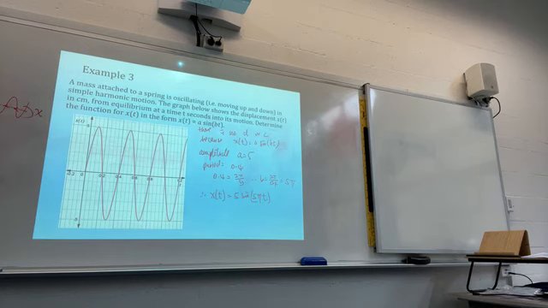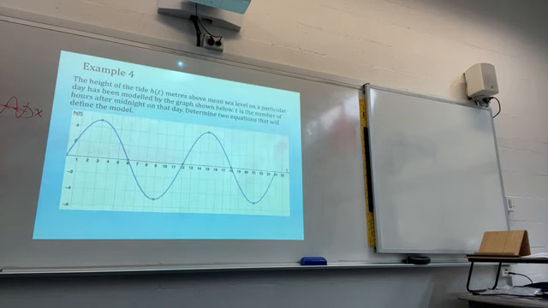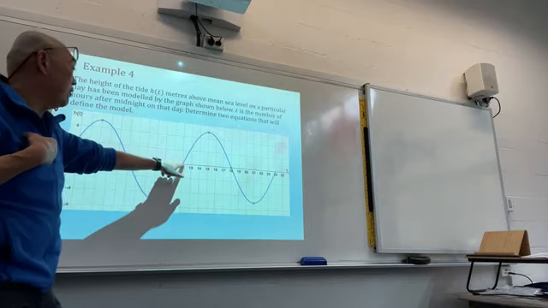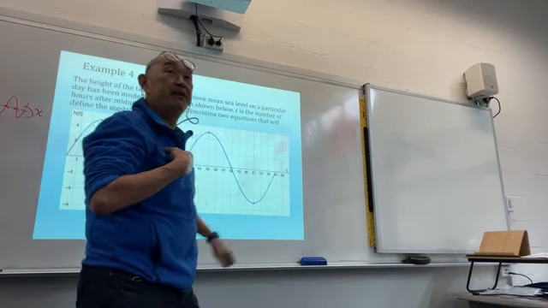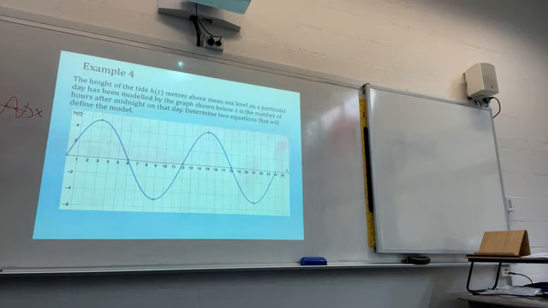Now, example 4 is going to be an interesting one. It says here, the height of the tide, h(t) meters above mean sea level on a particular day, has been modeled by the graph shown below. t is the hours after midnight on that day. So here, point 0 is midnight. This is 6 o'clock, 12 p.m., 6 p.m., and midnight. Determine the two equations that will define the model.